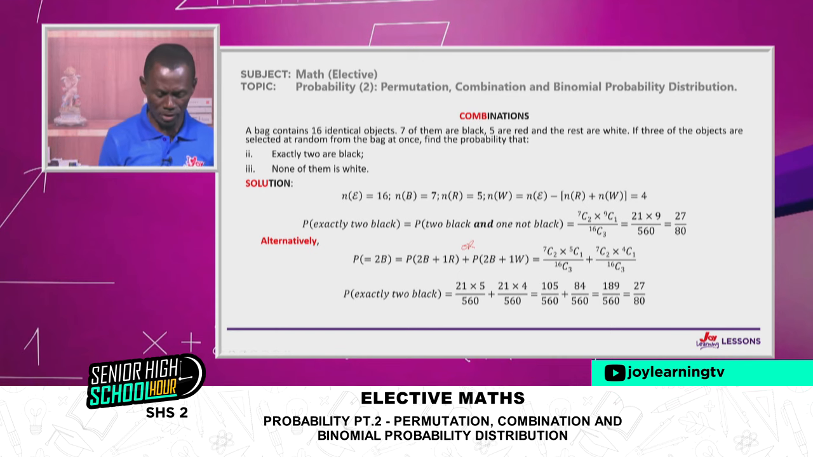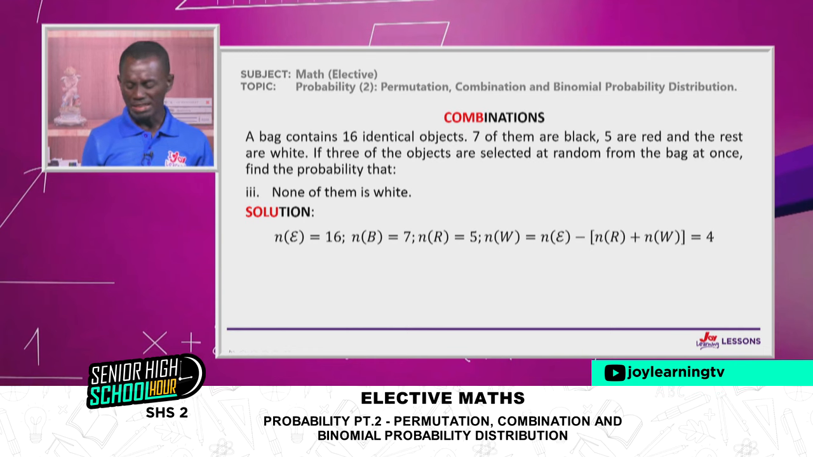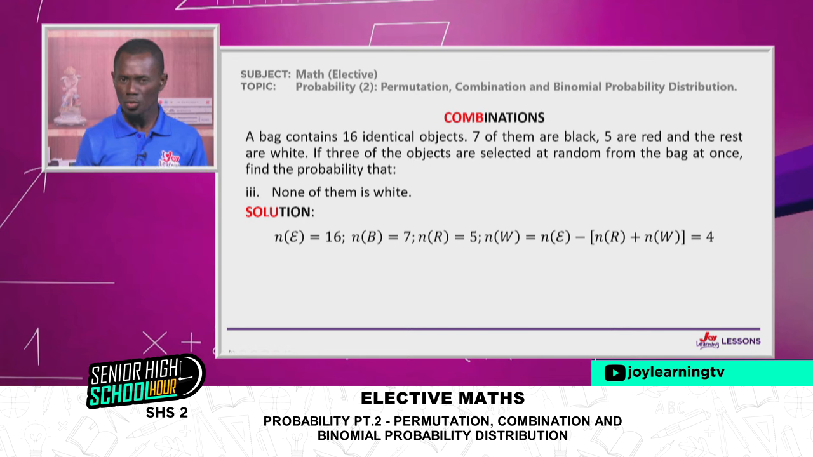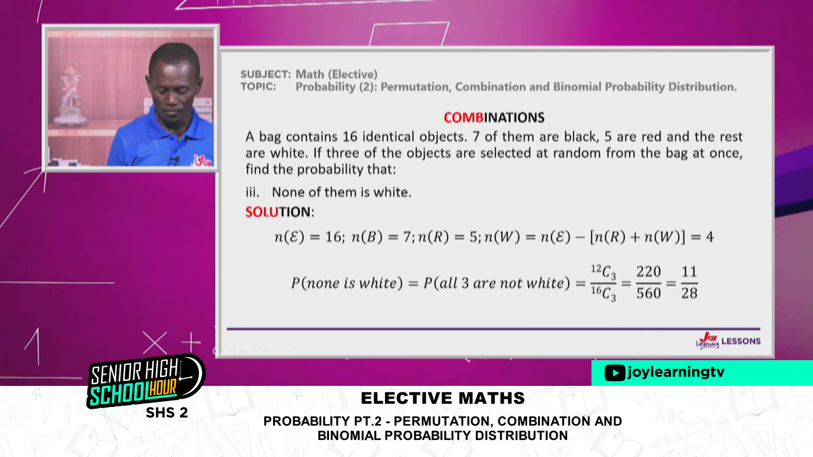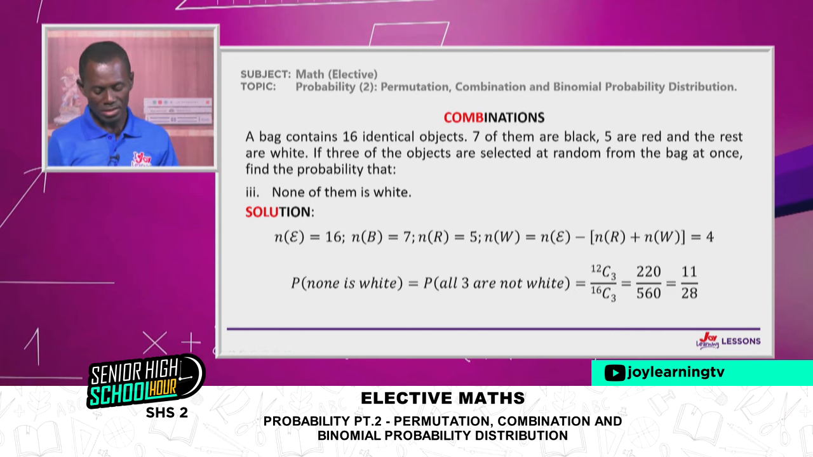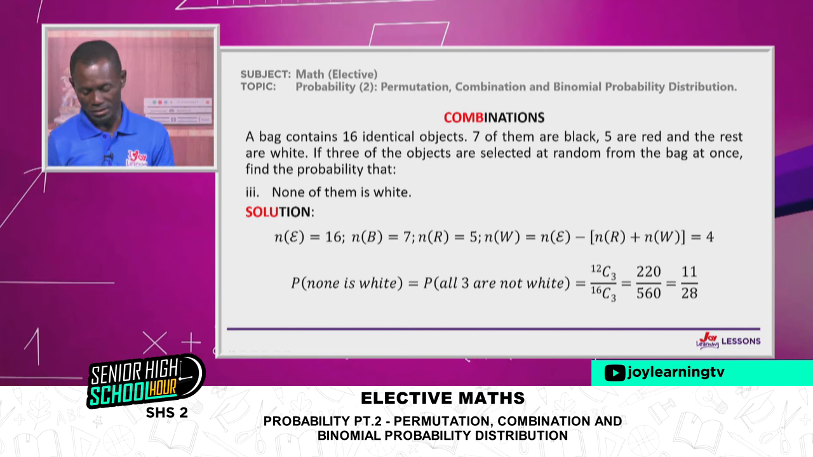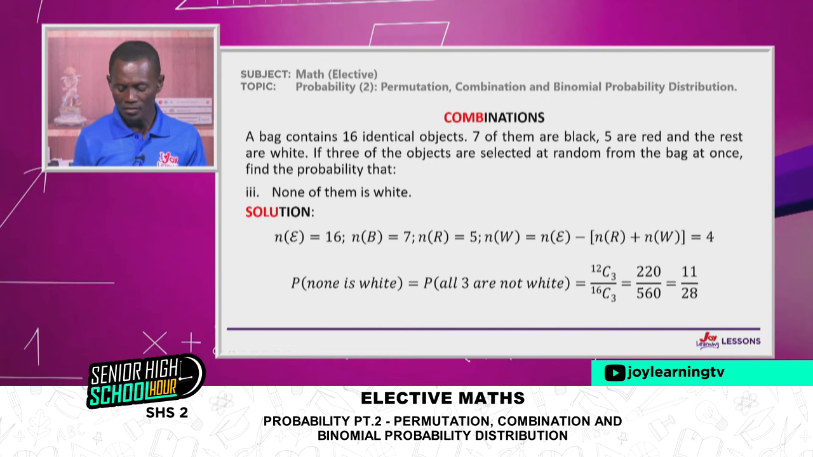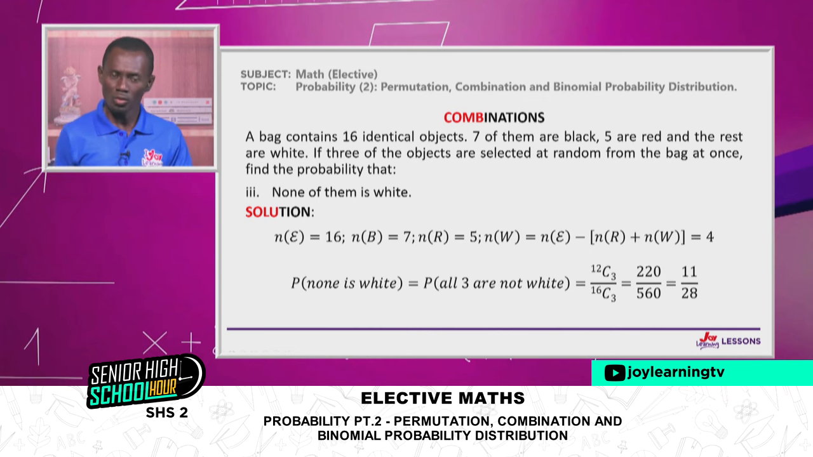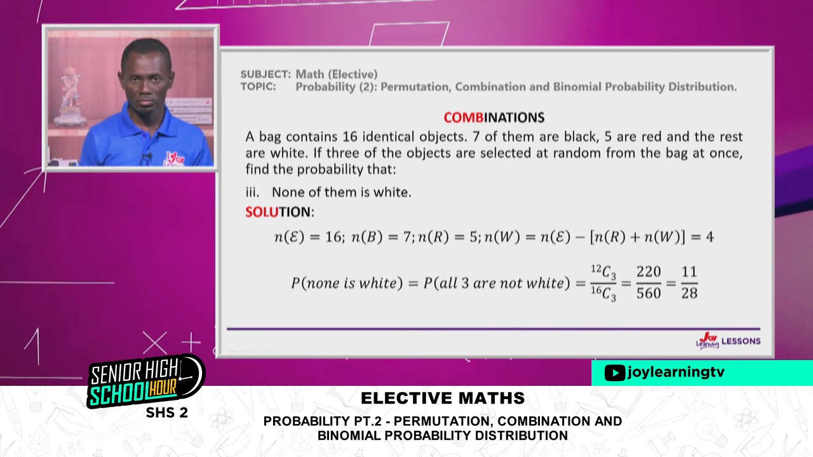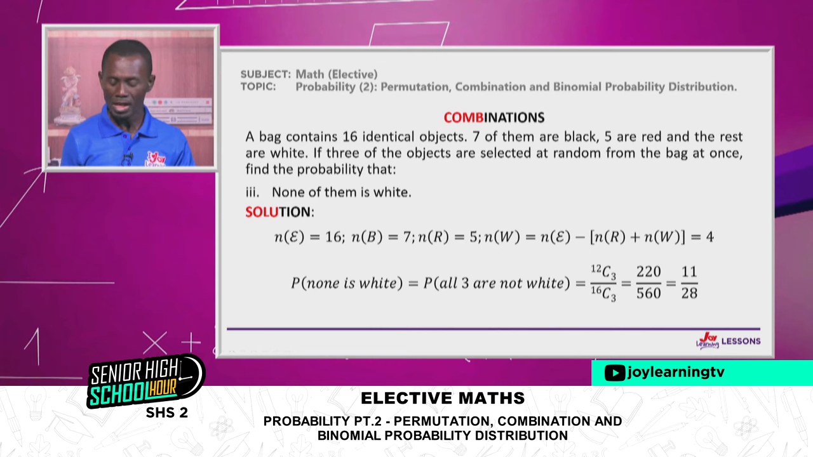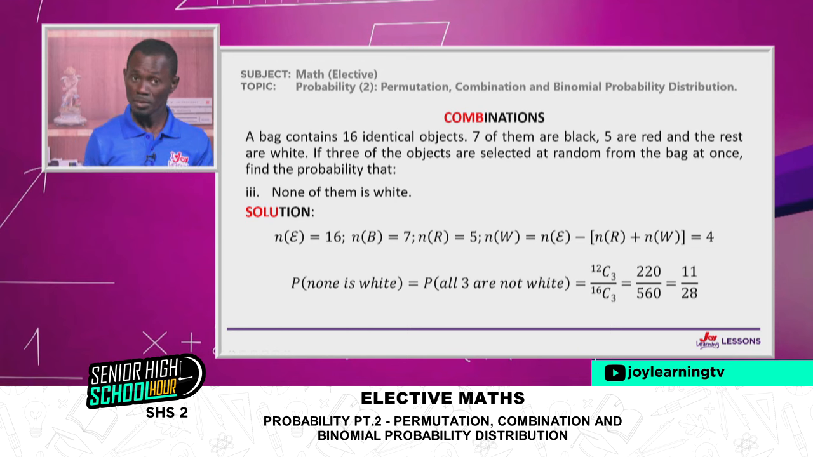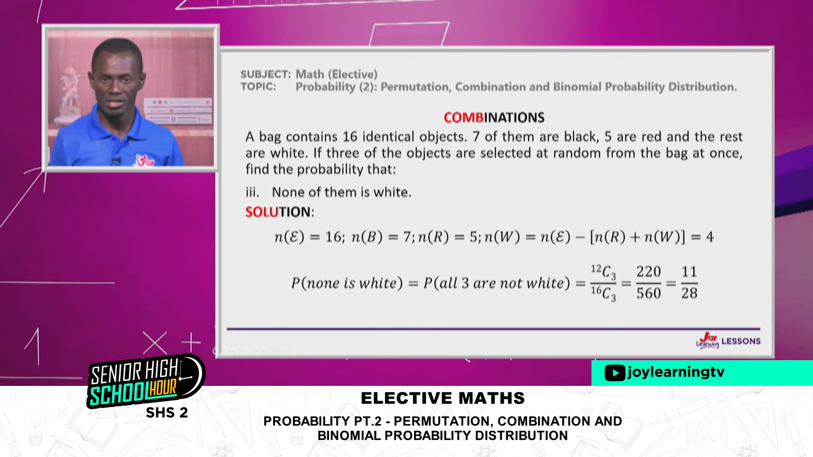The third part of the question says, probability that none is white. It means that we don't want white at all. Probability that none is white means that all 3 are not white. How many whites do we have? We have 4 whites. The non-whites will be 12, because that will give us 7 black, 5 reds. That's 12. So 12 combination 3, we have excluded the white entirely.